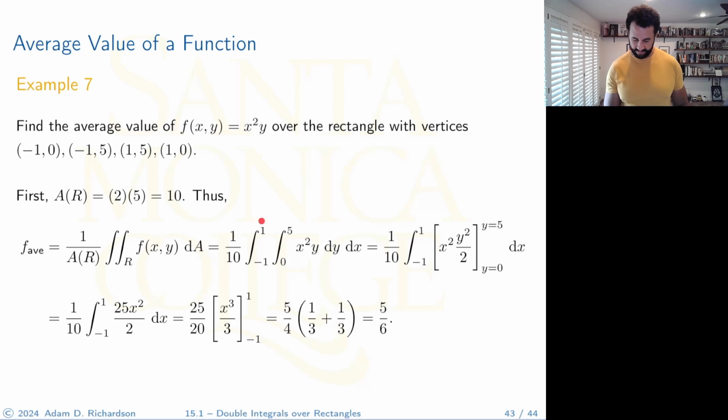And then voila, you just go through it. 1 over 10. Here we go. Apply FTC2 with respect to y. Get a function of x only. Apply FTC2 again, and you get 5/6. There it is. So average value isn't too bad. It's pretty much just finding the integral and then dividing by the area. That's it. That's really it.